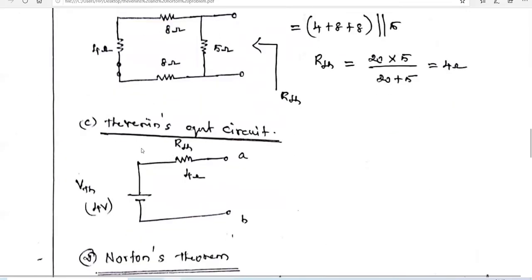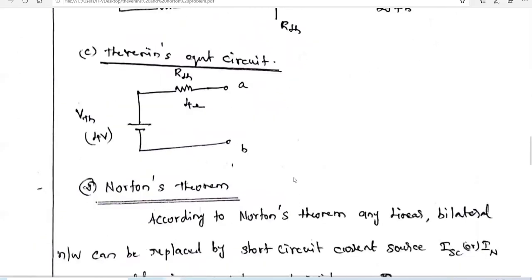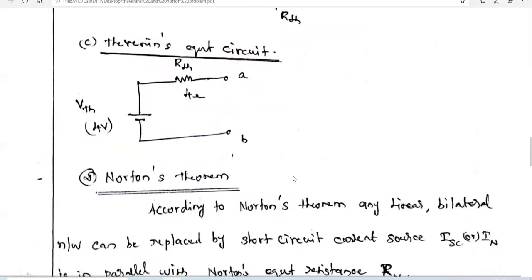Okay, then the third step is that we have to draw the Thevenin's equivalent diagram. So what does Thevenin's equivalent diagram mean? The Thevenin's voltage in series with the Thevenin's resistance. Okay, it is said to be the Thevenin's equivalent circuit. Okay, this is the first thing.